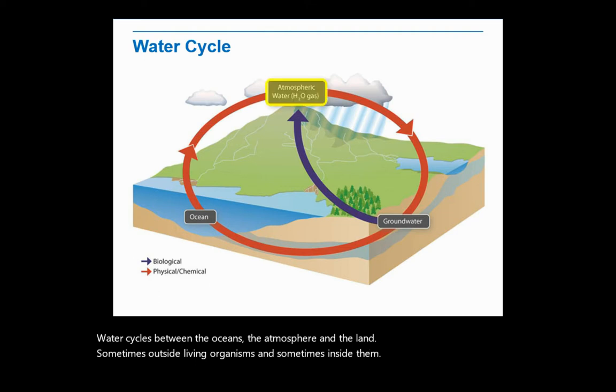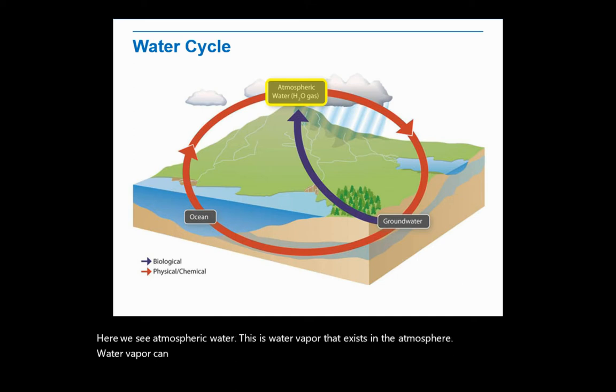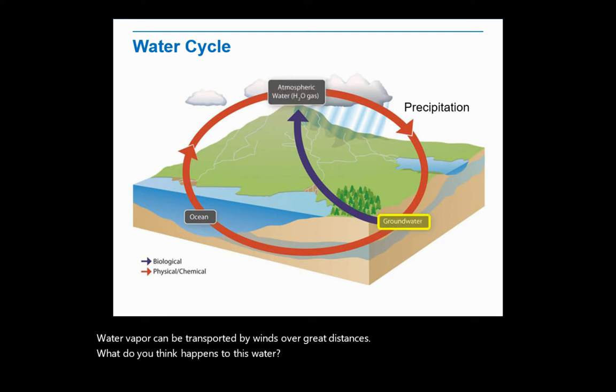Here we see atmospheric water. This is water vapor that exists in the atmosphere. Water vapor can be transported by winds over great distances. What do you think happens to this water? Well, eventually it falls to the earth as precipitation.